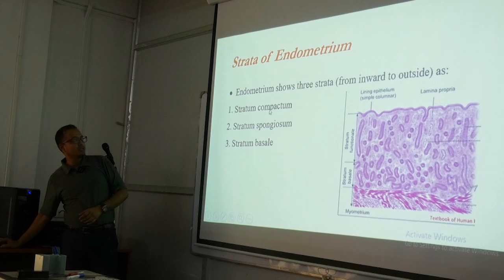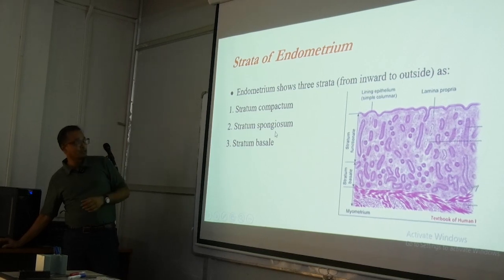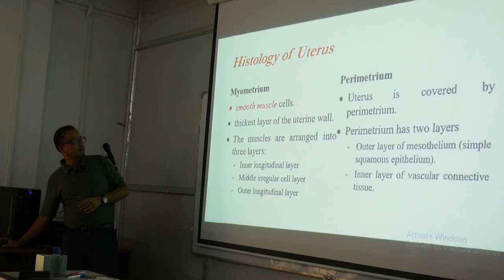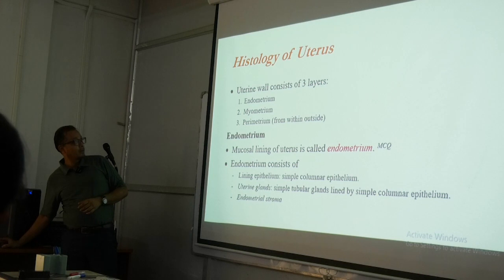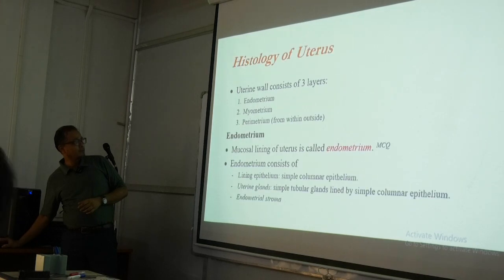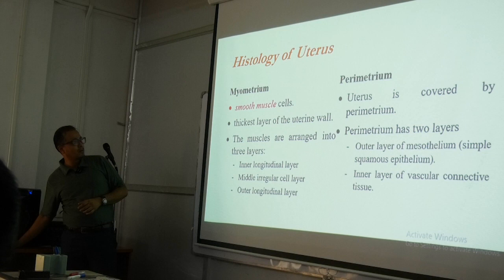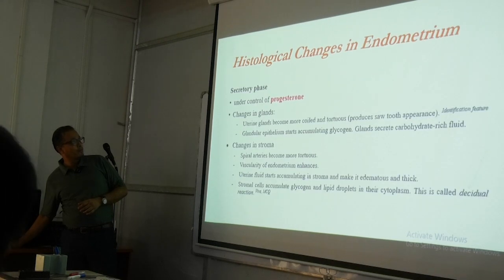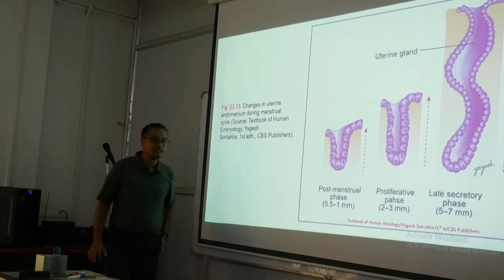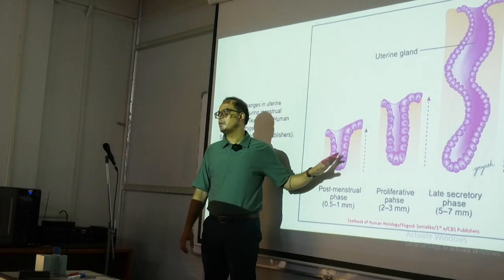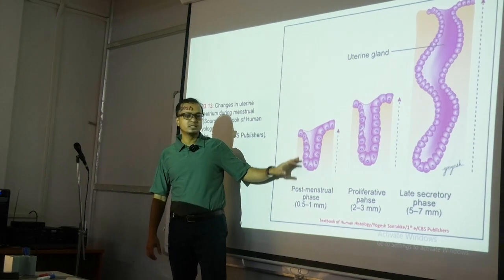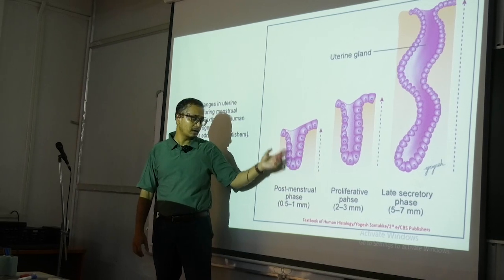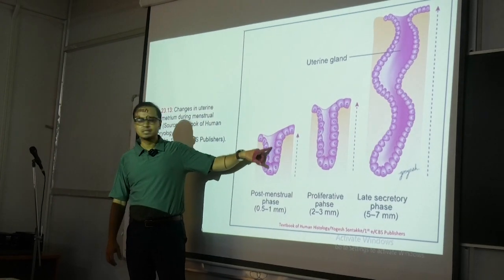Now within the stratum compactum and stratum spongiosum, we are going to see some of the changes which take place. Within these layers we have blood vessels and glands. You can see the glands here in a simple form, lined by columnar to cuboidal epithelium, with a simple lumen.